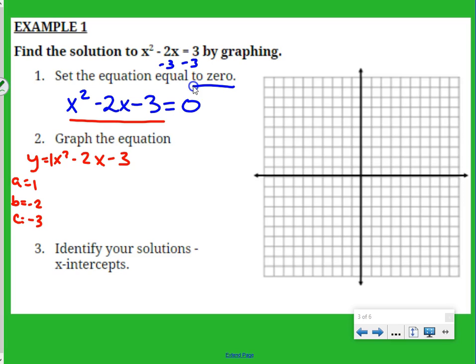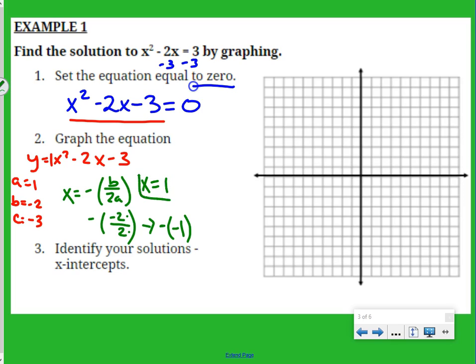Find your line of symmetry. X equals negative b over 2a. B is negative 2. A is 1, so 2 times 1 would give us 2. Negative 2 divided by positive 2 gives us a negative 1, excuse me. So we have negative, negative 1, which becomes a positive 1. So we can say x equals 1. That is our line of symmetry. We can graph that.